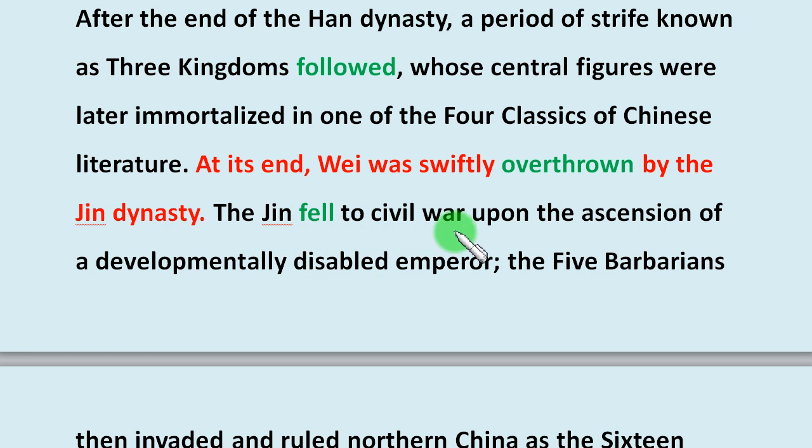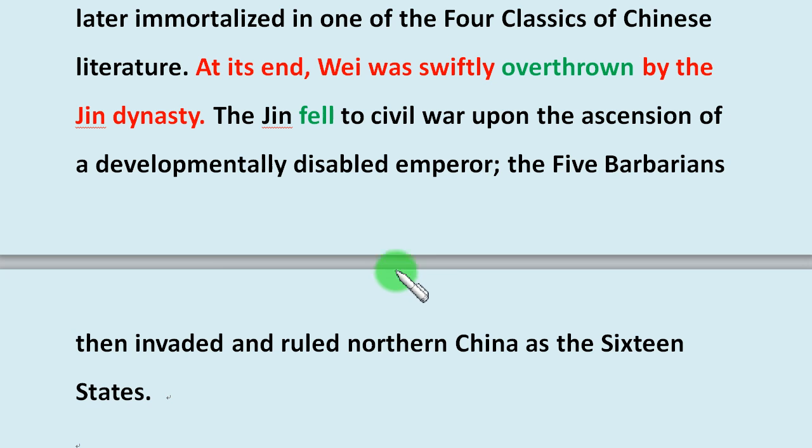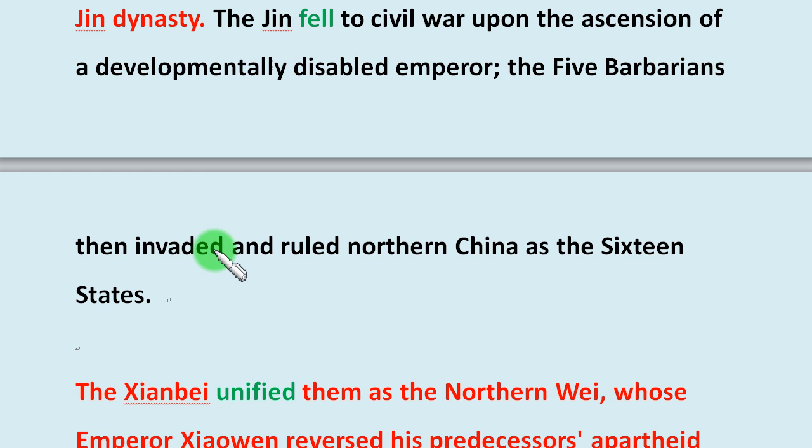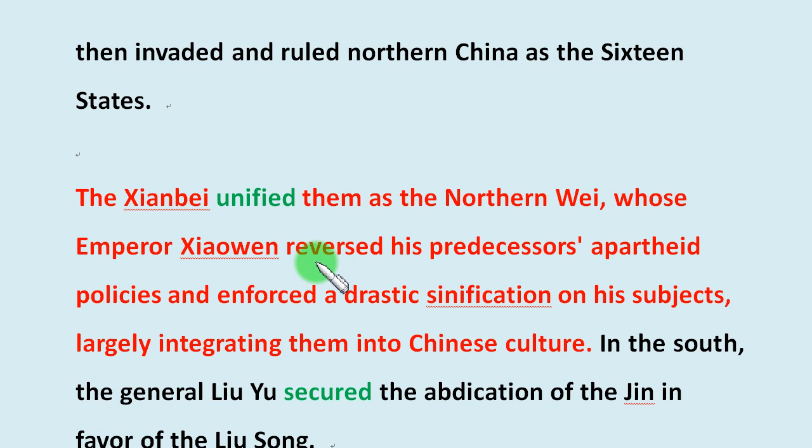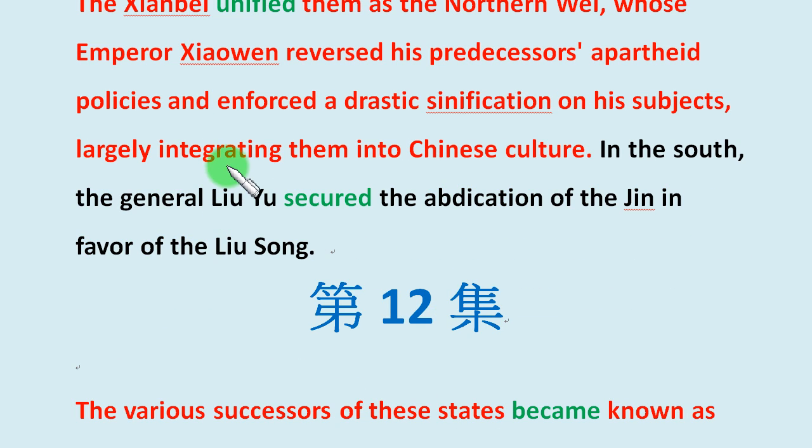The Jin fought a civil war upon the ascension of a developmentally disabled emperor. The five barbarians then invaded and ruled northern China as the Sixteen Kingdoms. The Xianbei unified them as the Northern Wei, whose emperor Xiaowen reversed his predecessors' apartheid policies and enforced a drastic sinicization of his subjects, largely integrating them into Chinese culture.